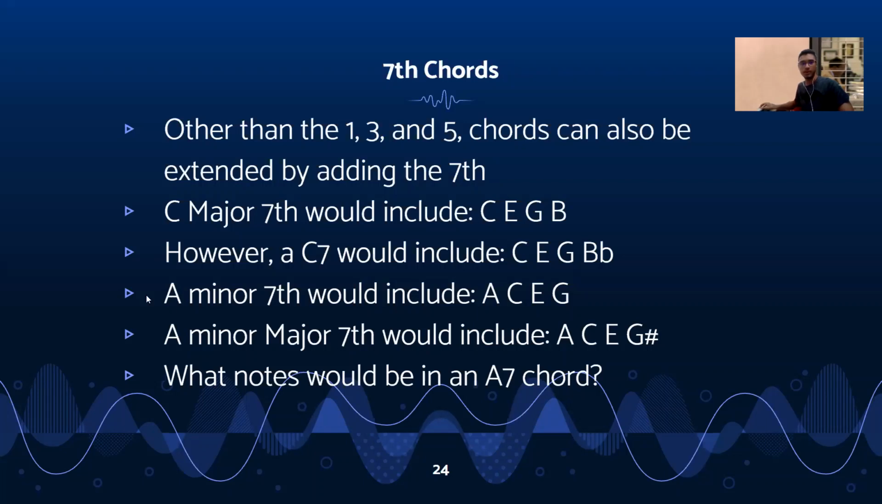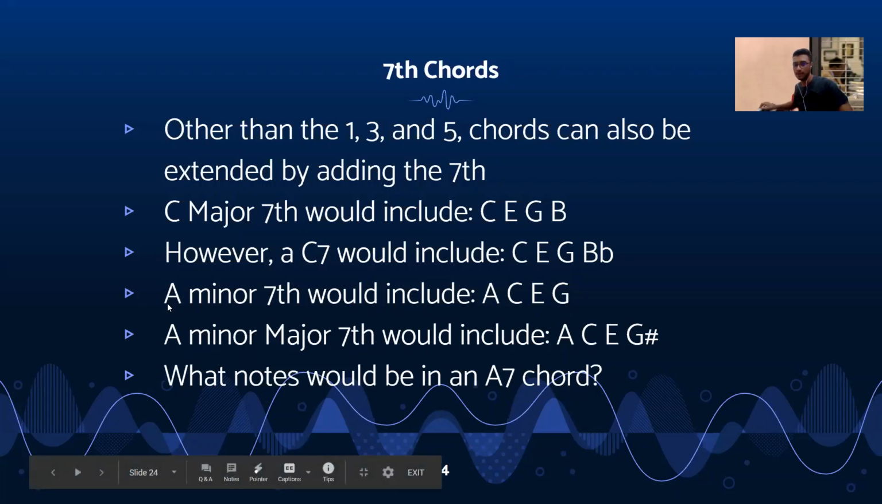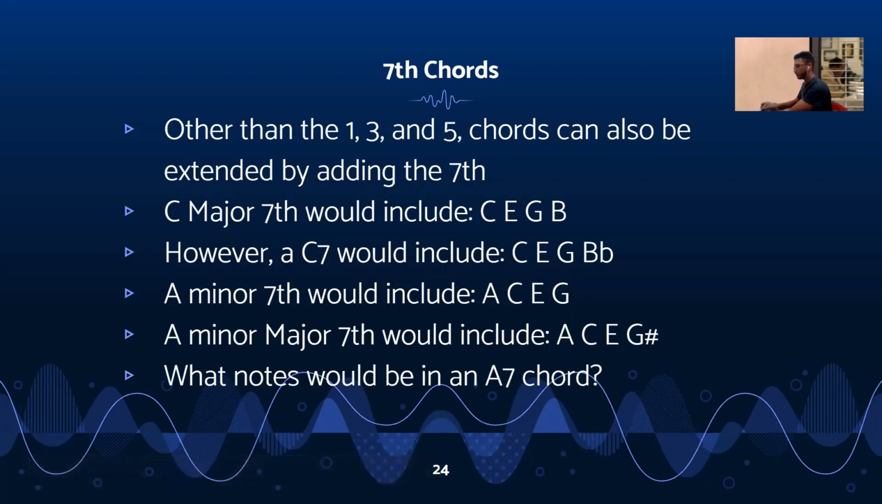I'm confused. Wait, I have it here. Okay, an A minor 7th would be... but an A minor major 7th. So an A minor chord with an A7 with a major 7, so like a G sharp.